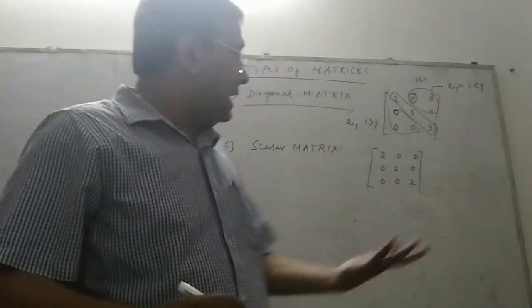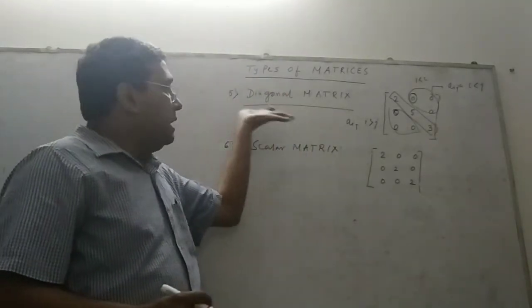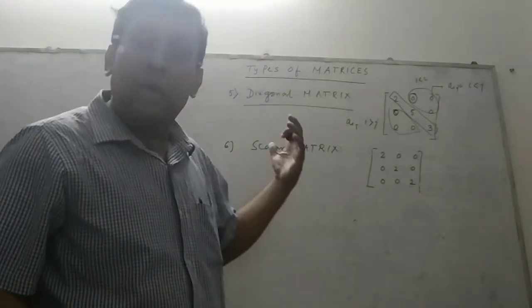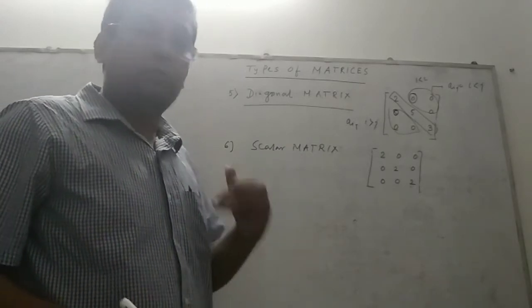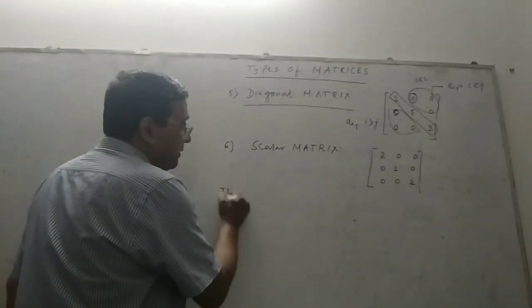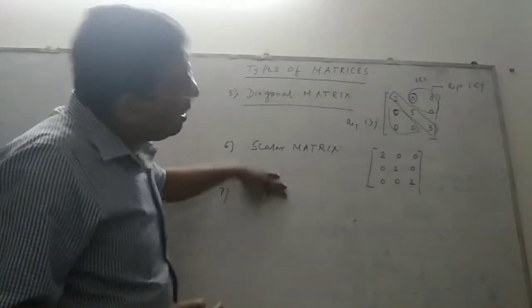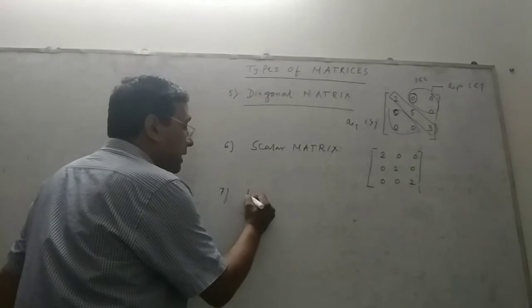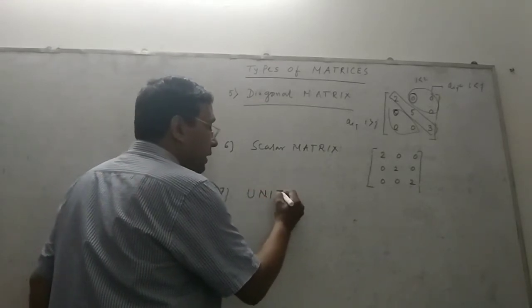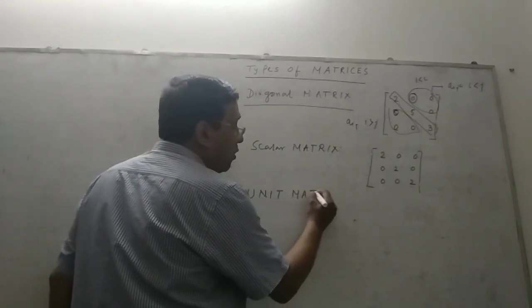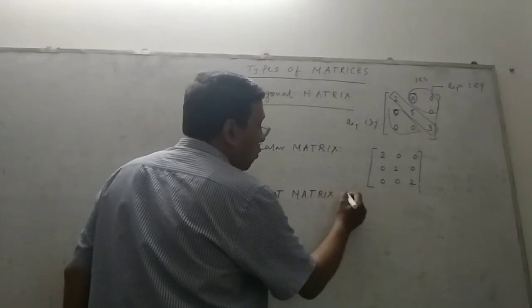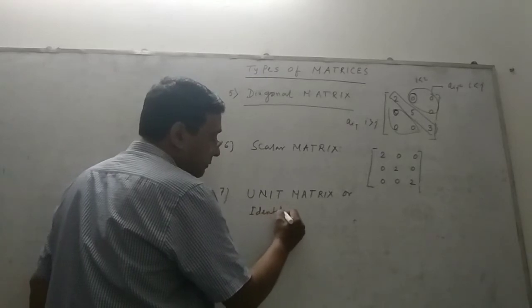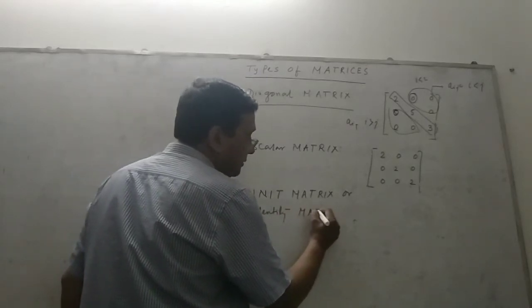So after learning the diagonal matrix and scalar matrix, next we have to learn what the unit matrix is. That is actually our objective. A unit matrix is a square matrix, also a diagonal matrix, and also a scalar matrix. So the unit matrix, or we can say identity matrix.